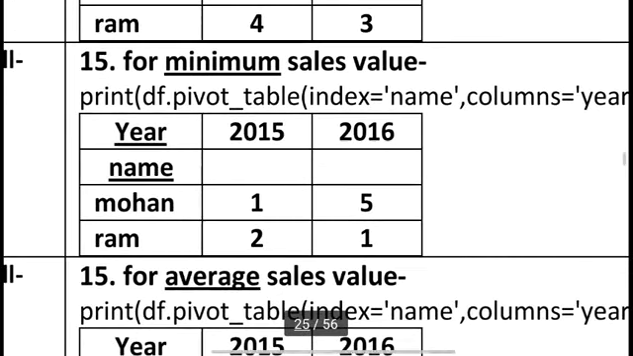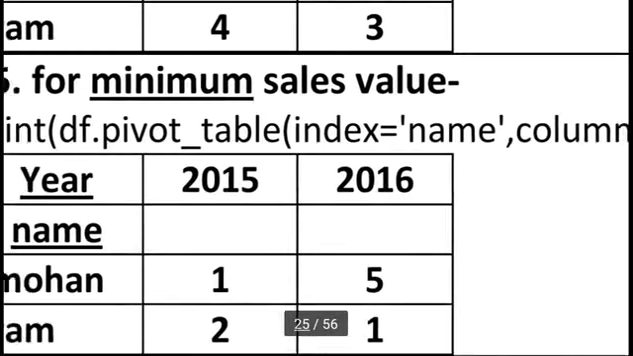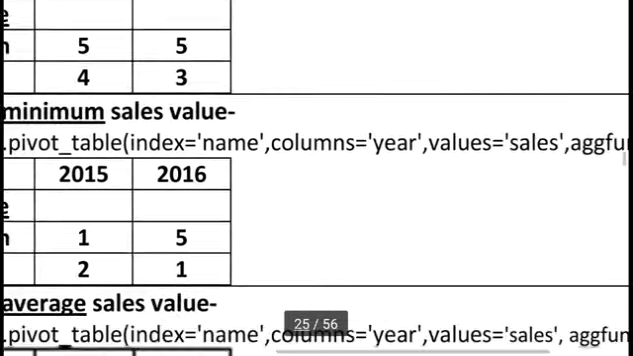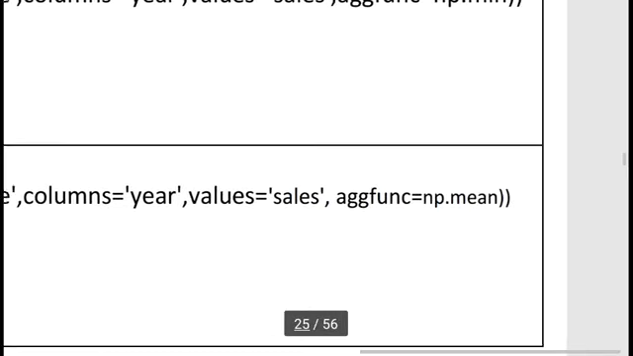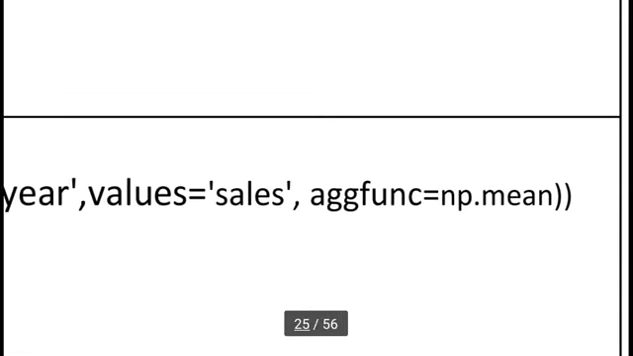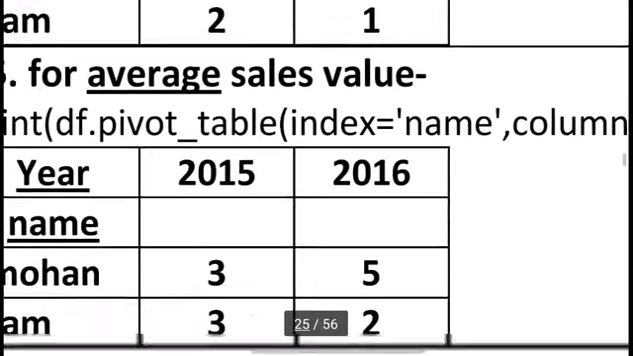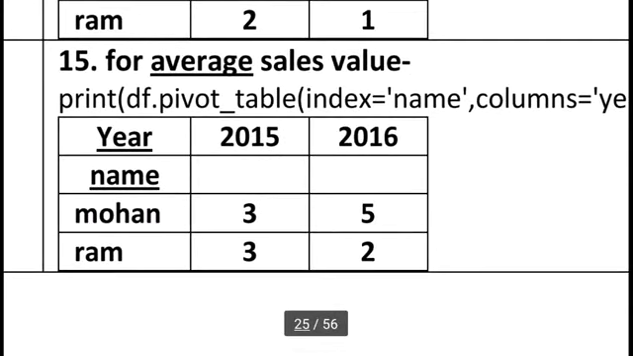Or suppose you want to see the average sales, so this command is the same, you can copy and paste here, and we make only one simple change, np dot mean. So you can see the average sales. So pivoting is a very important function. We can create a pivot table for our analysis purpose and save a lot of time. Okay, thank you students.